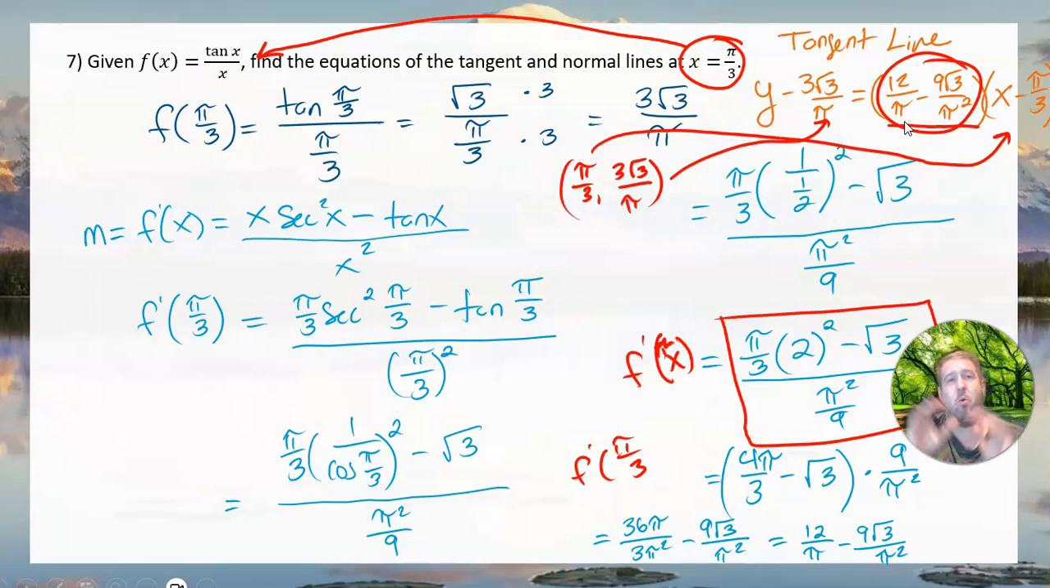Really just walking you through the steps: find the point first. Take the x value, plug into the function, find the point first, then find the derivative of your function, and then plug the x into that derivative to find the slope at that given point, and then you can start building that tangent line or normal line equation.